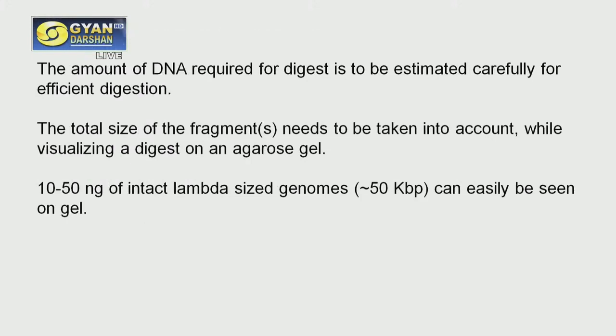What are the things which are very important in this experiment? Number one is how much amount of DNA you should take. Number two is how much enzyme you should take. Number three is how you will set up a reaction. You need a reaction mixture, and in that reaction mixture you need to add the components, then incubate the mixture, and then observe whether the DNA has been properly digested. These are the three main components of this experiment.